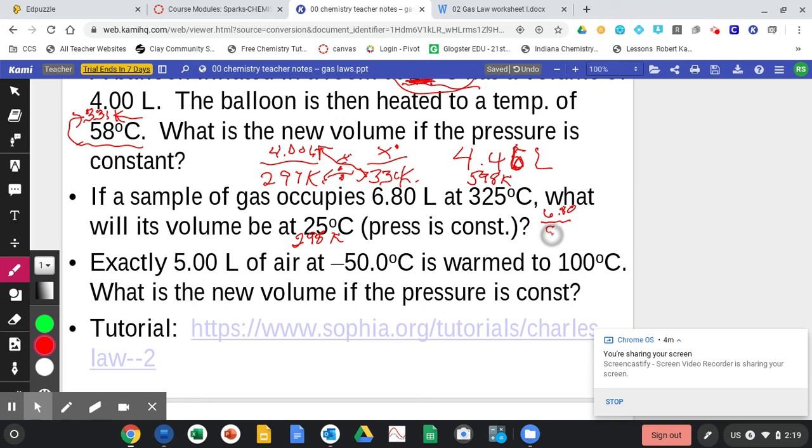all over 598. And you can see that basically what's happened to the Kelvin temperature, this is almost 600, this is almost 300, so it's about halving. So I'm going to predict that my new volume will be about half. To solve this, I take 6.80 times 298 and divide it by 598. And I get 3.39. And sure enough, that's just about half.